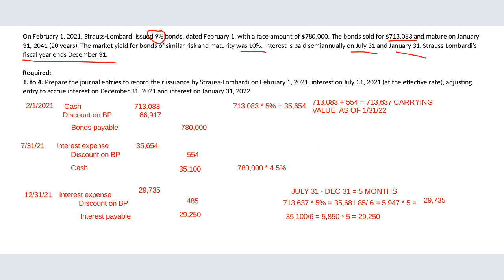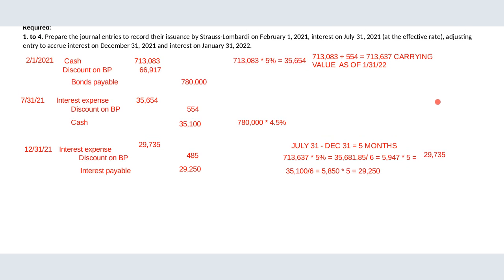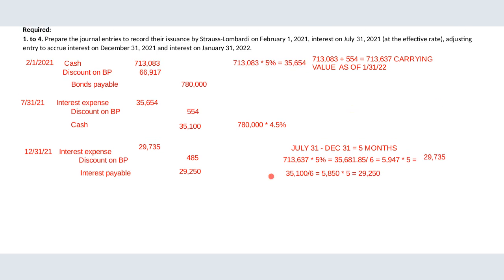And then for the entry on January 31st, '22, we're going to have, of course, a debit to interest payable. That's probably the easiest one. You want to get rid of that liability. And the credit to cash, we already know it's always a set amount. So we just need to start plugging differences in here.